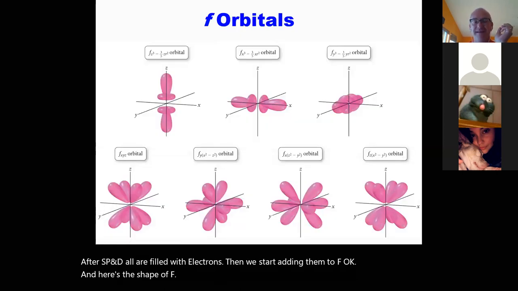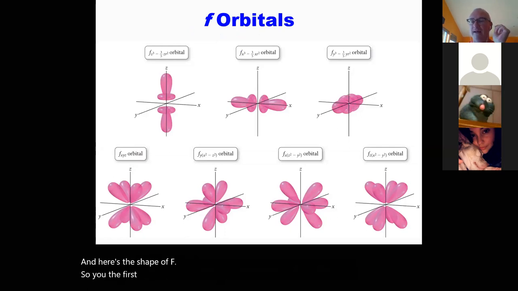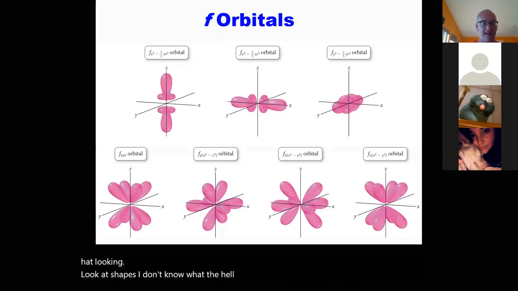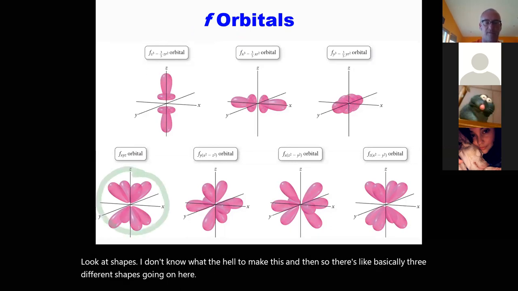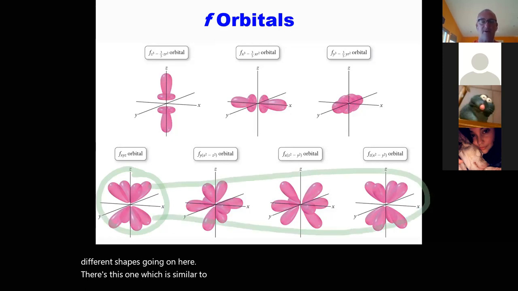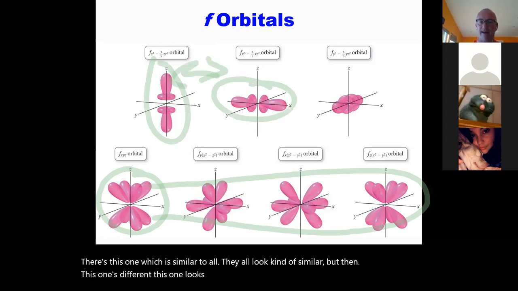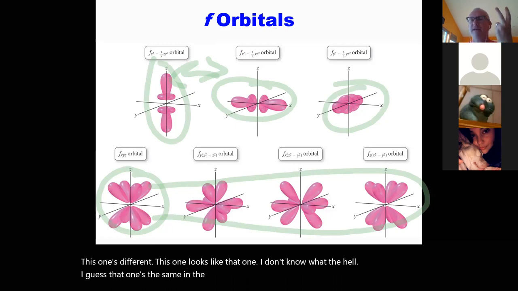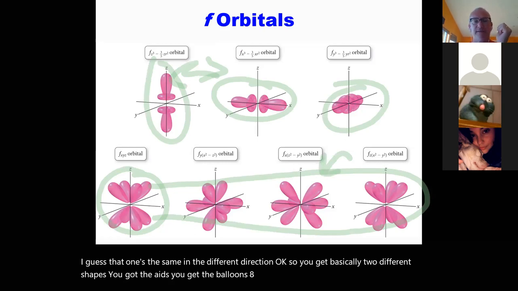So you see, the first couple do look like eight balloons all tied together, but then you get these weird top hat looking shapes. So there's basically three different shapes going on here. They all look kind of similar, but then this one's different. This one looks like that one, and I guess that one's the same, but in a different direction. So you get basically two different shapes: the eight balloons, and then the top hats.